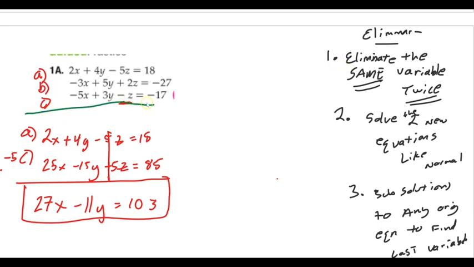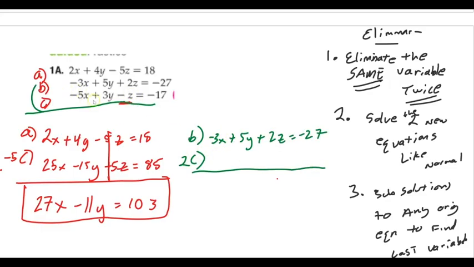I'm gonna pick C because that's easy. I can't do what they already did, so I'm gonna do C and B. The reason I'm doing C is because it has a z by itself. I'll multiply the bottom row by 2, and that should get rid of the z's. I'm gonna keep B the way it is, and then I'll multiply my C row by 2.